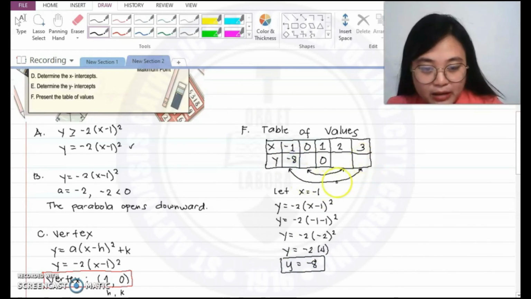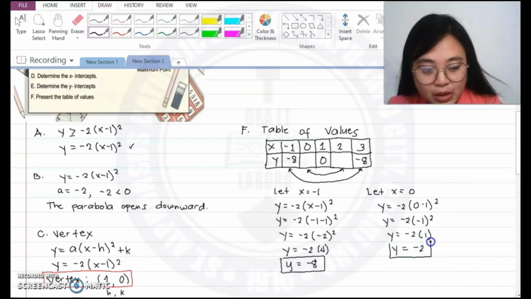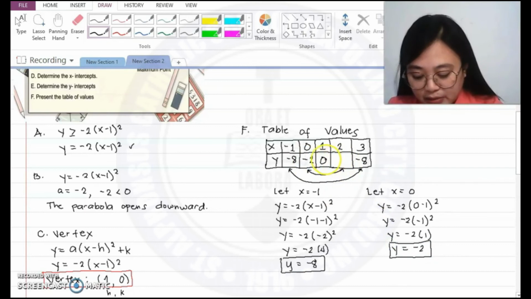And since they are symmetrical, negative 8 also here. Now let x be equal to 0. y equals negative 2 times (0 minus 1) squared. y equals negative 2 times (0 minus 1, which is negative 1) squared. So y equals negative 2 times 1. y equals negative 2. So the answer here is negative 2. And since they are symmetrical, negative 2 also here.